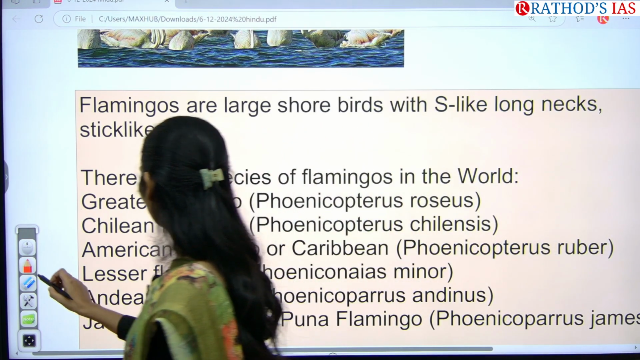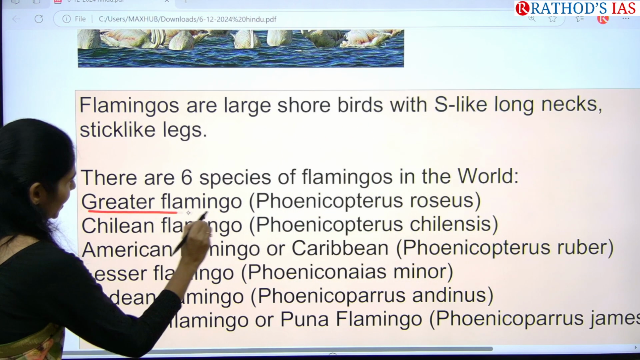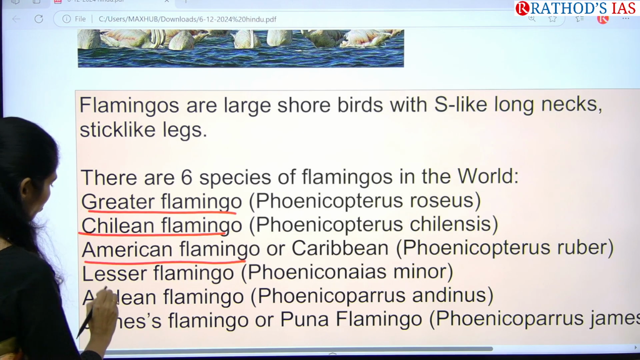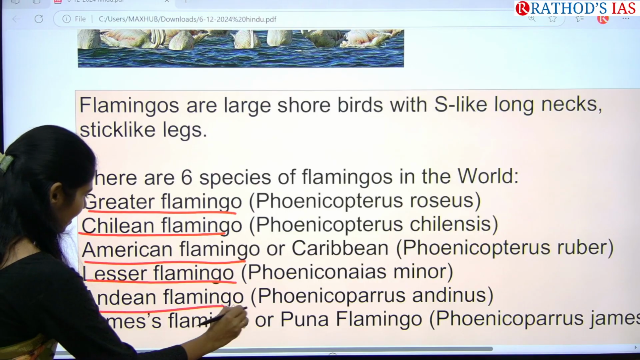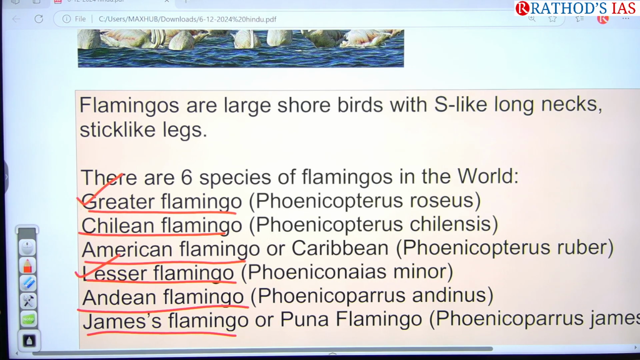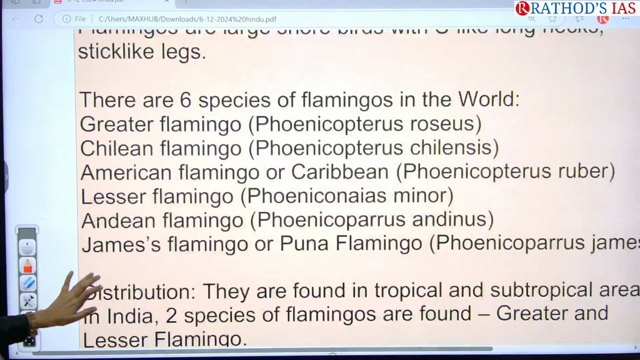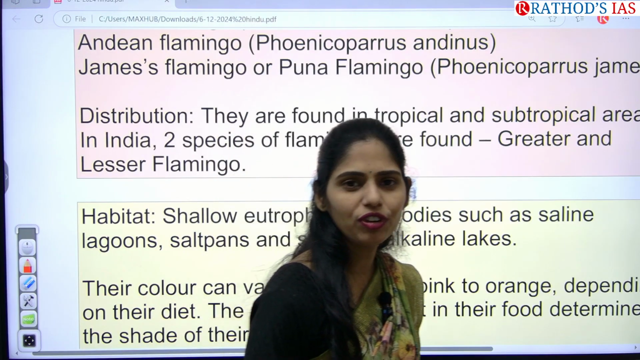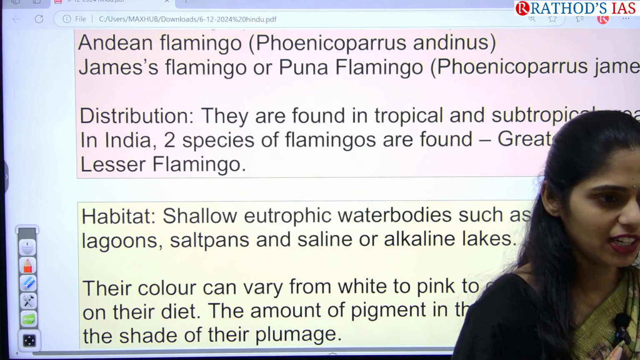Okay, so you have to know about the 6 species. The first one is greater flamingo. Next are Chilean flamingo, American flamingo, lesser flamingo, Andean flamingo, and James's flamingo. Out of these, greater and lesser flamingo are present in India. It is very important. Here you may get a question like, consider the following species of flamingo, which species are present in India? We have greater and lesser.